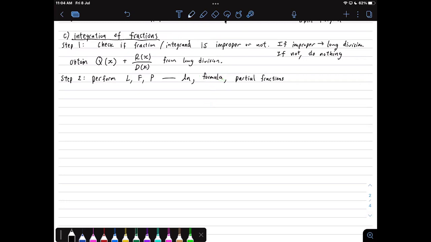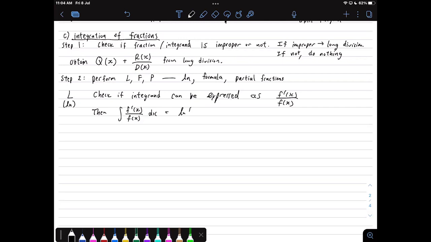So L is for ln. First you need to check if the integrand can be expressed as f prime of x divided by f of x. If it can, then straight away you can integrate this. It's a standard formula. The integral of f prime x divided by f of x dx will just be equal to ln of f of x plus c.